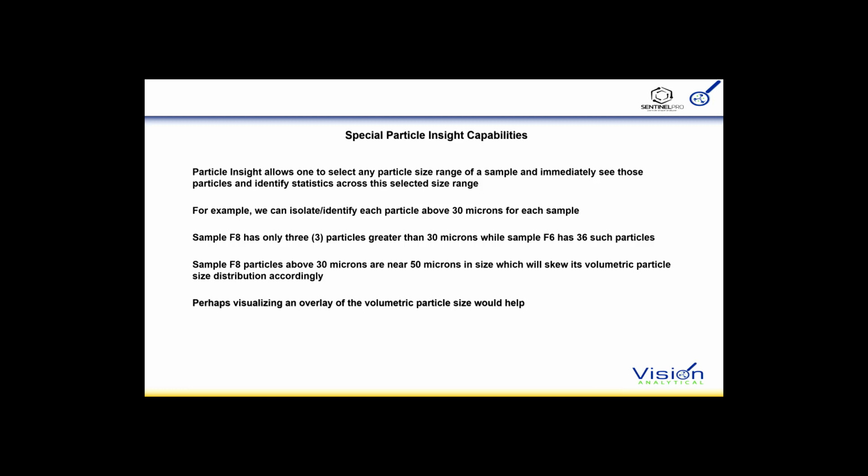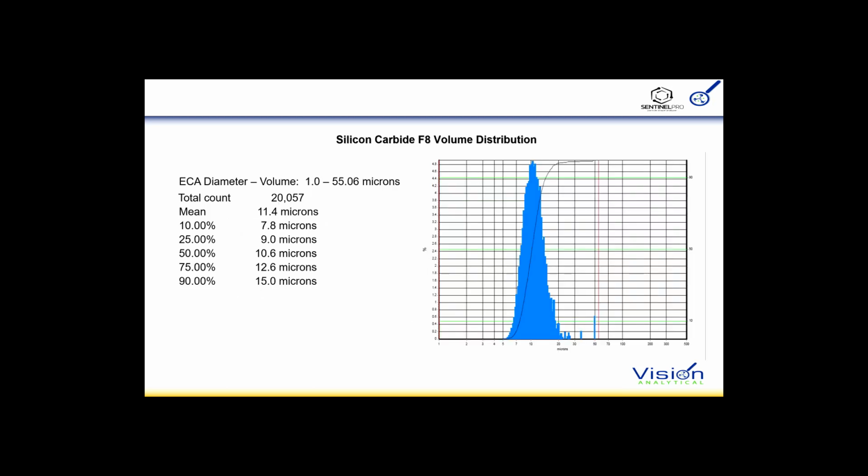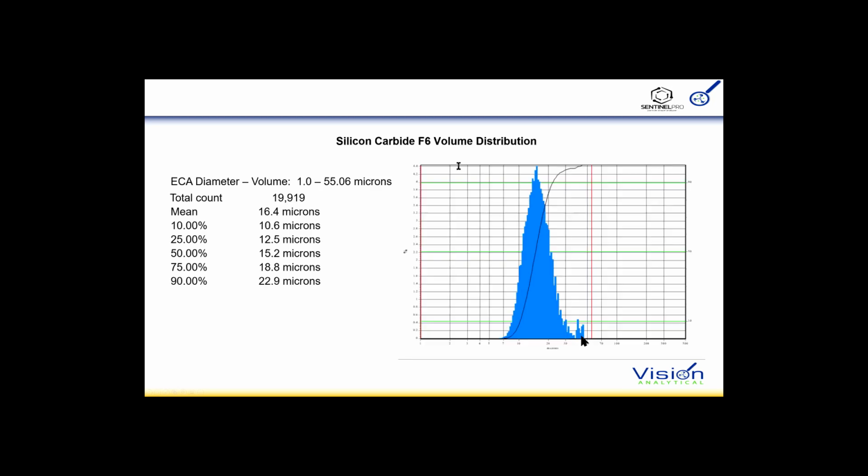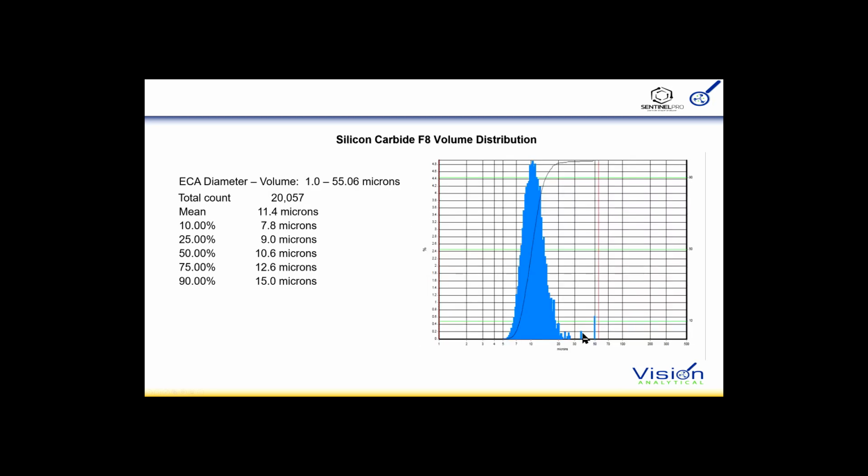We can isolate and see each particle greater than 30 microns for each sample. So in the case of F8, we actually can bring up those three particles: two particles that are 50 microns, and one of them that is 35. In the case of F6, we can bring up actual images that there are 36 particles above 30 microns, and we can actually see what those particles look like. So sample F8 has the largest particles up at 50 microns.